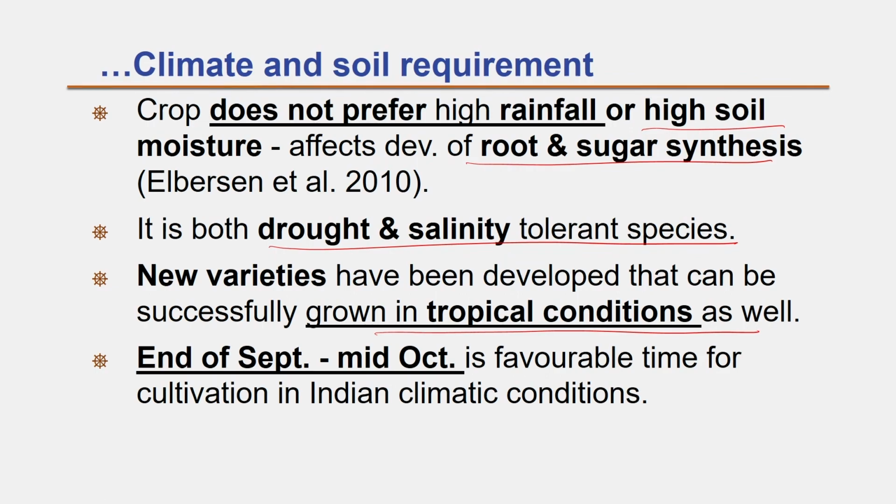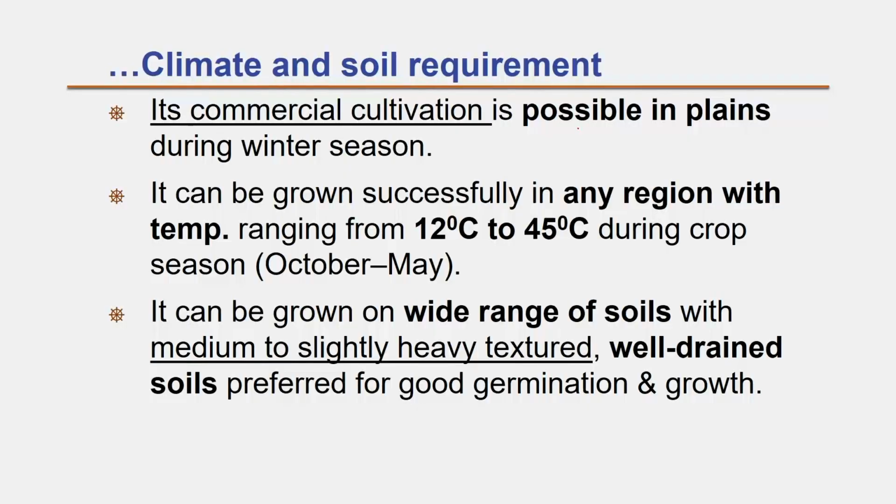End of September to middle October is the favorable time for cultivation in Indian climatic conditions, particularly in northern India, subtropical India. Its suitable time is end of September to middle of October. Its commercial cultivation is possible in plains during winter season. It can be grown successfully in any region with temperature ranging from 12 to 45 degrees centigrade during crop season in India, say from October to May.